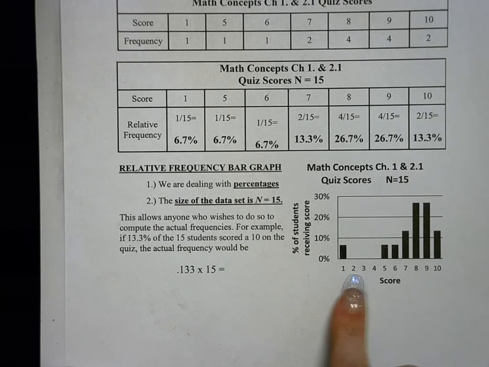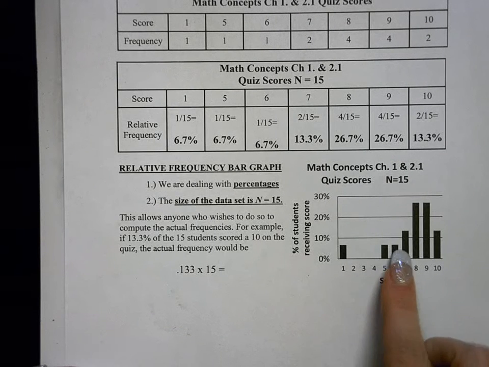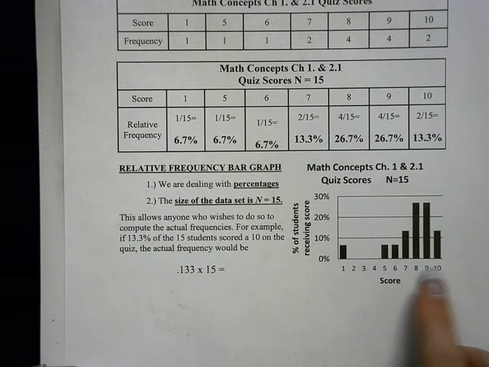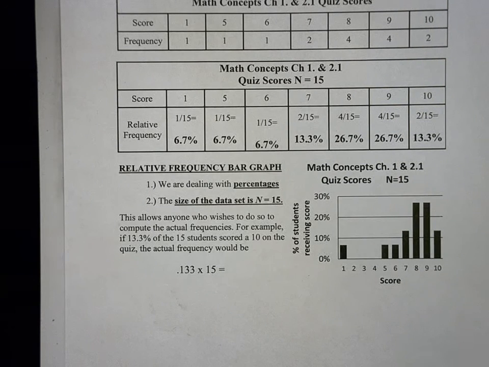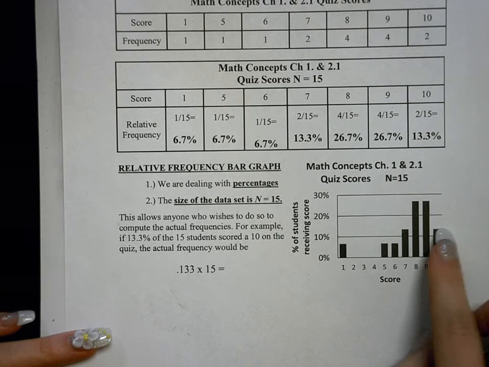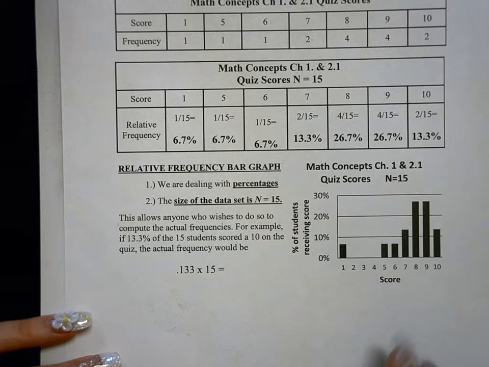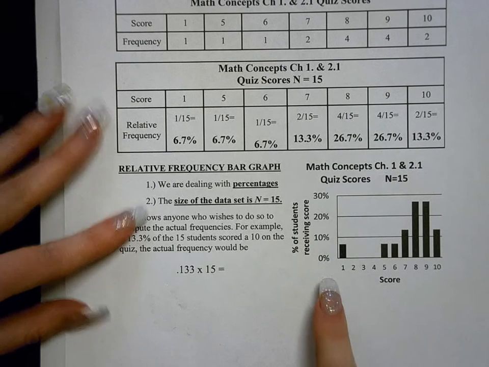There are no scores for 2, 3, or 4, so that would be 0%. 5 and 6 have 6.7% again. 7 has about 13.3%, and 8 and 9 have 26.7% as their relative frequency, and 10 has 13.3% as its relative frequency. So that's how you make a relative frequency bar graph. So just remember, when you're looking at relative frequency bar graphs, you are dealing with percentages.